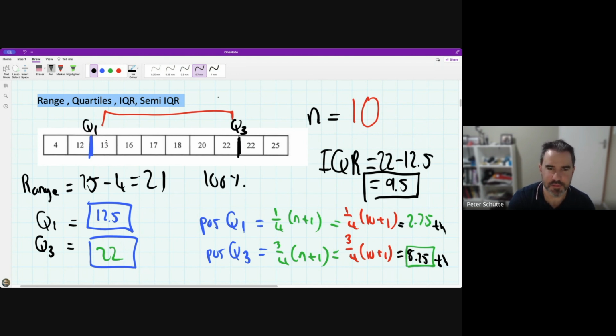Now, there is something called the semi-interquartile range. And if they ask you for the semi-interquartile range, it is the easiest question in the world, because you take what the interquartile range is, 9.5, and you divide it by 2, in which case you are going to get 4.75.